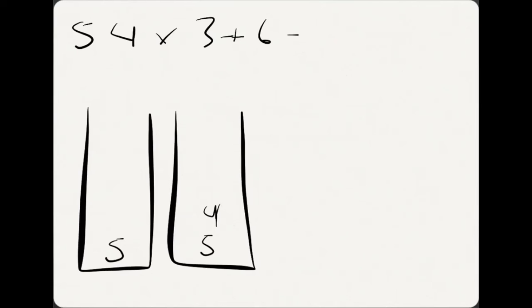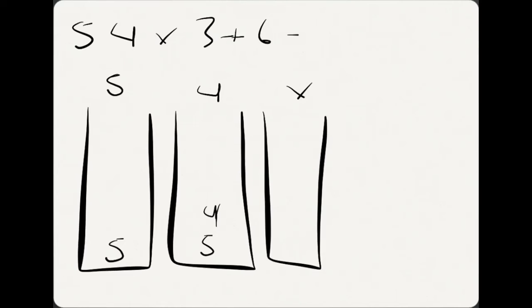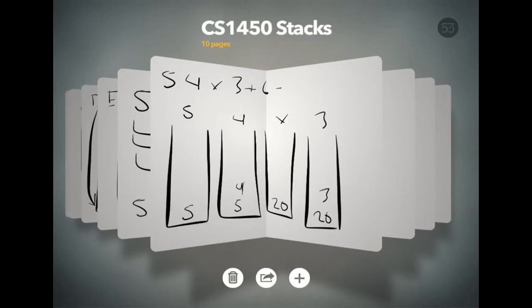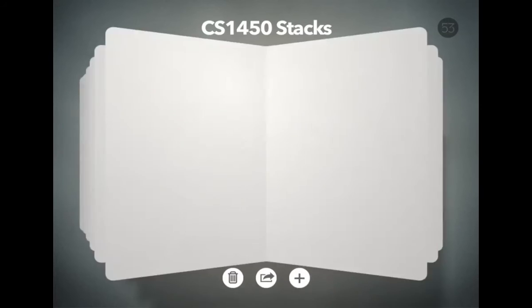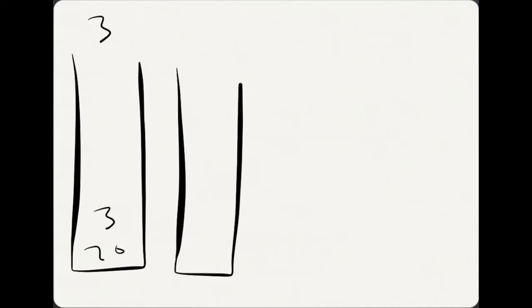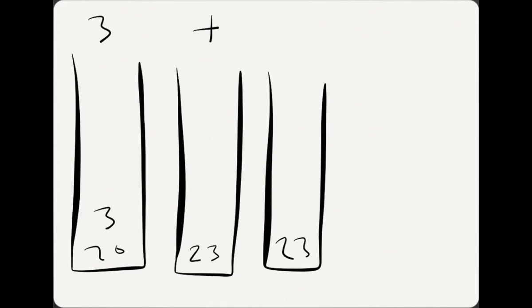So this is 5, this is 4. When we hit the multiplication operator, it takes 5 and 4, multiplies them together, and puts the result back on the stack. So we end up with 20. When we get a 3, it pushes that onto the stack. So 20 and 3, and we put 3 on the stack. So now, when we do the addition operation, it takes 20 and 3, adds them together, puts them back on the stack. And then 6, not very interesting.